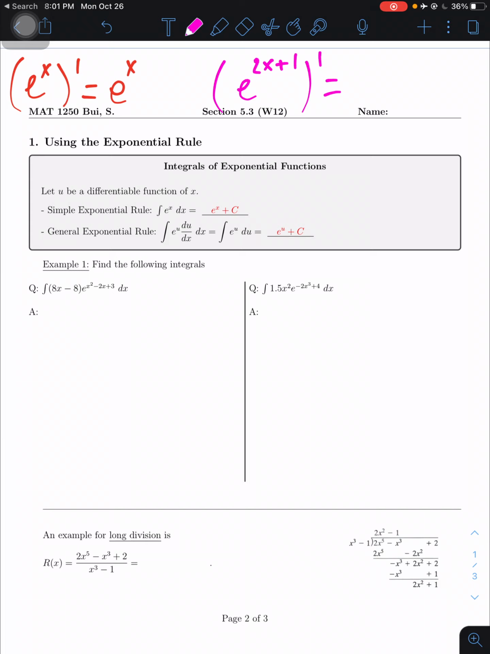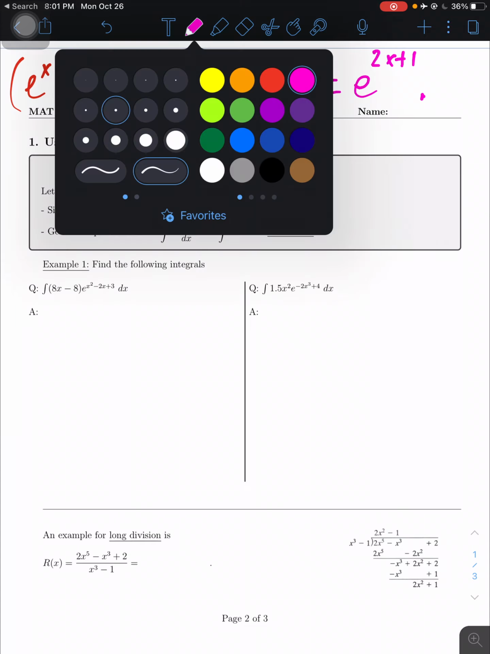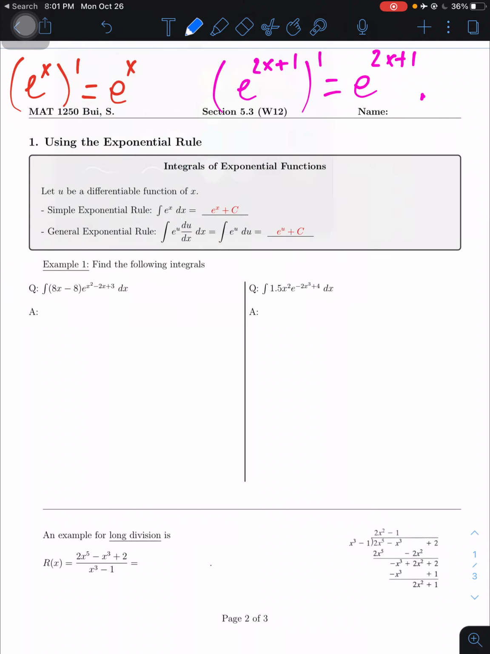So the derivative of e would be itself. We just copy this function down really quick, and then the chain rule applies. So we have to take the derivative of 2x plus 1. The derivative of this power in here is 2. So the answer would be 2e to the 2x plus 1. Let me box it right here.